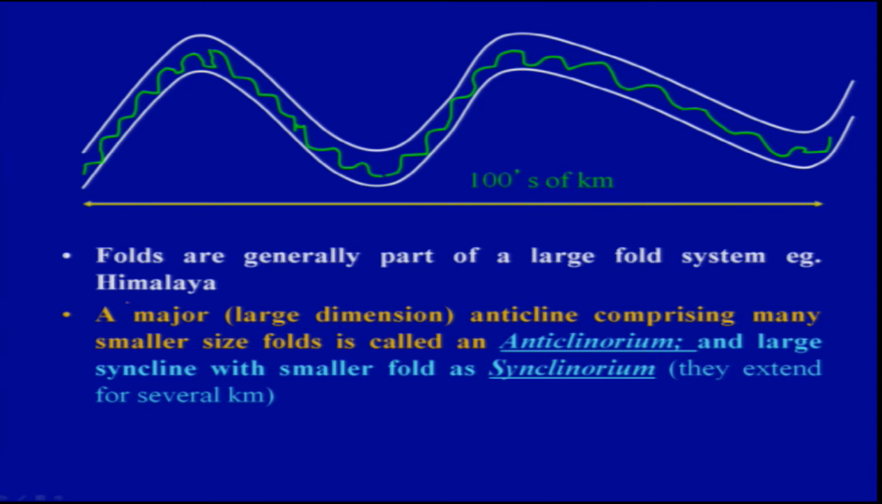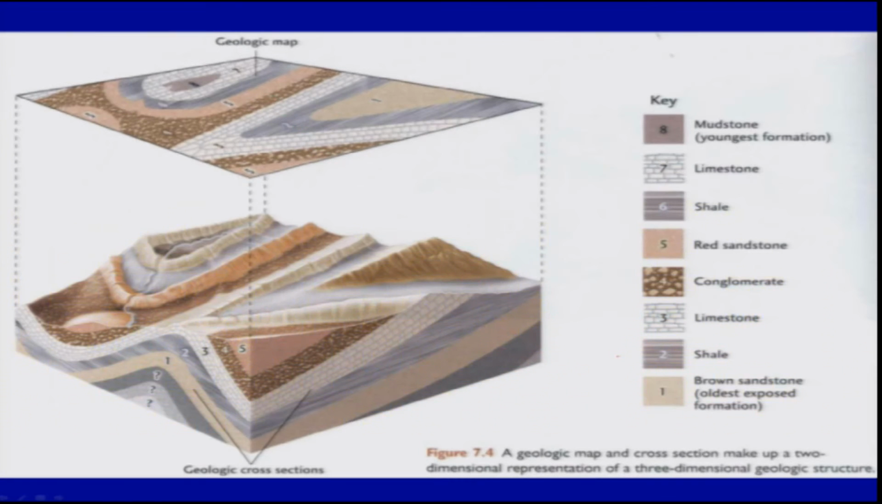For example, the Himalaya is a mega fold system, and in a major system an anticline comprises many smaller folds called anticlinoria, and the large synclines and the smaller folds associated with them are termed synclinoria. Okay. This is an example of how folded sections are represented on geological maps. Okay. So, these are the folded beds which have been shown here. So, if you add the dip direction and the strike direction, you can easily make out the structure or draw the sections also. Okay.